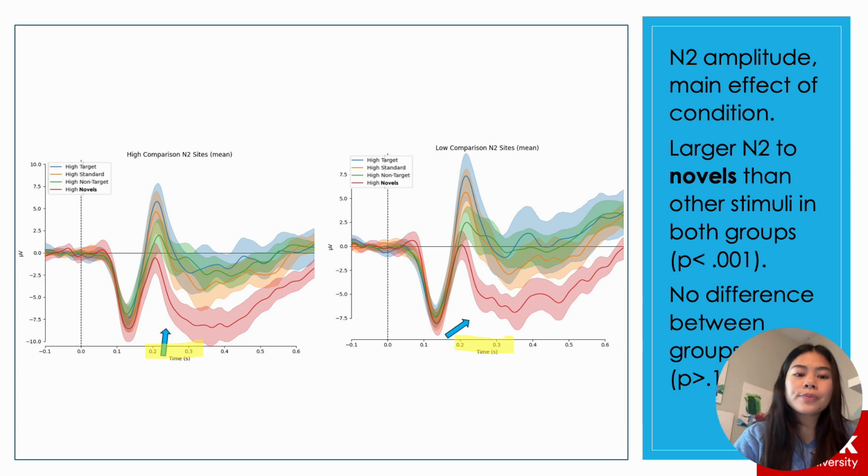other stimuli. As you can see here in my two graphs, I have outlined that the N2 happens around 200 to 320 milliseconds in both groups, and it is the largest negative going peak in response to novel stimuli compared to the other stimuli. There was no difference between groups, meaning that one ADHD trait group did not have a significantly larger or smaller amplitude towards the N2 than the other.